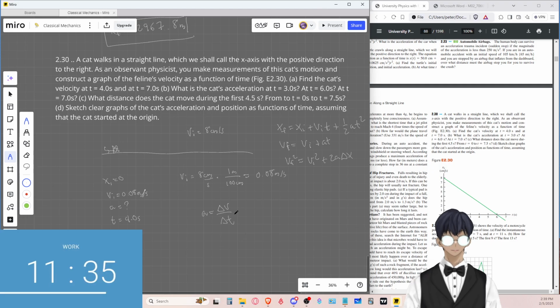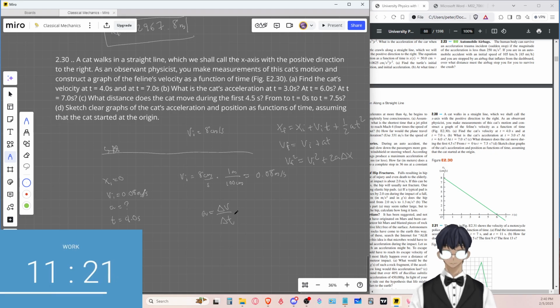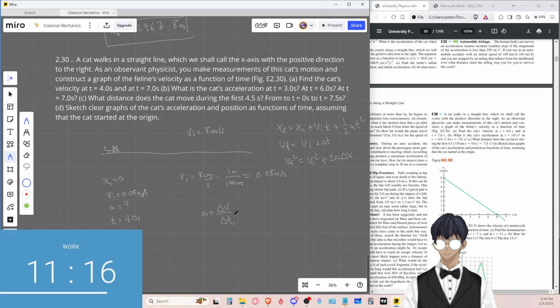Now I see why this is a double dot problem, because you have to think about how to gather the information. What is the acceleration of the cat at 3 seconds, and at 6 seconds, and at 7 seconds? What distance does the cat move during the first 4.5 seconds, from time 0 seconds to time 7.5 seconds?